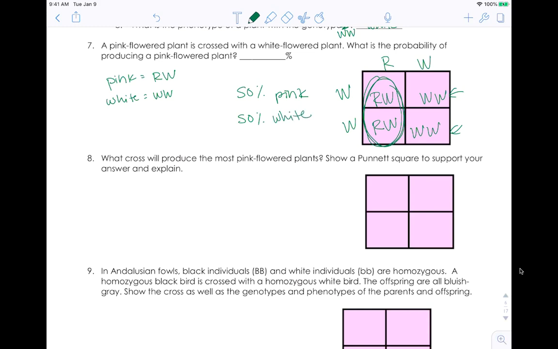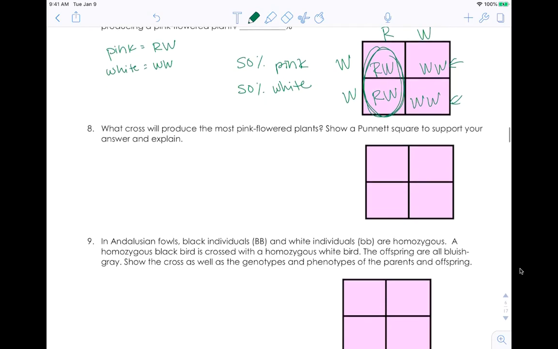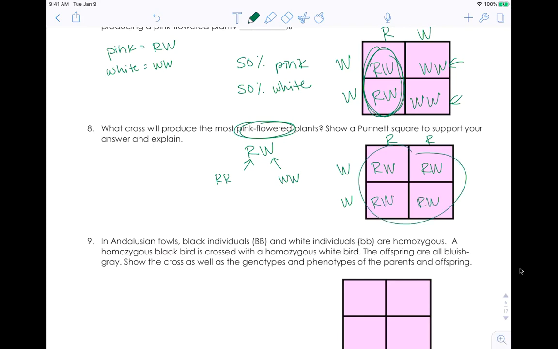Okay. So let's do another one. What cross will produce the most pink flowered plants? Show Punnett square. Okay, so we want the most pink flowered plants. And what's pink? It's this and it's this, which means that this came from one parent and this came from another. So I think that this is probably the best way to go about it. Let's find out. So if you have a red flower and a white flower and they mix, this is what you will get at the end. Look at that, 100% pink. We did it. Fantastic. Okay.